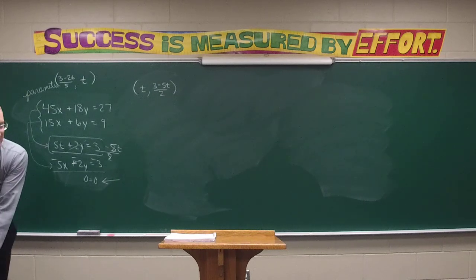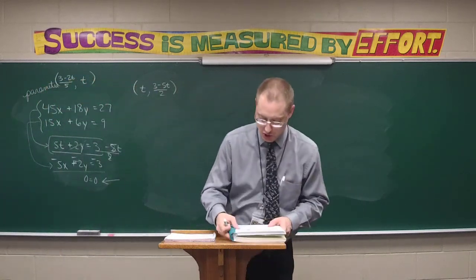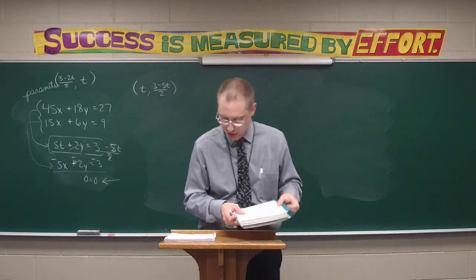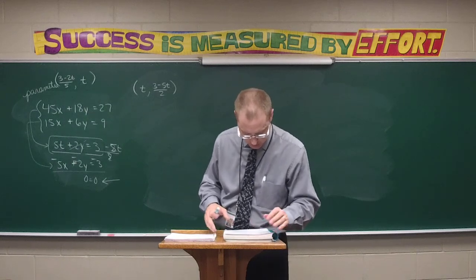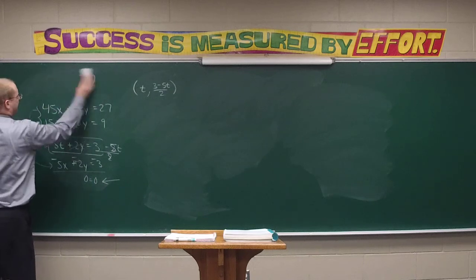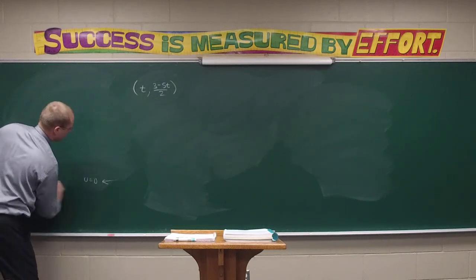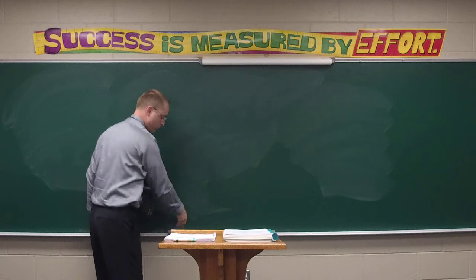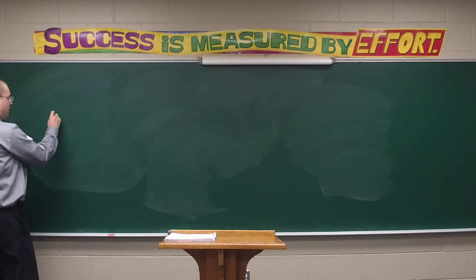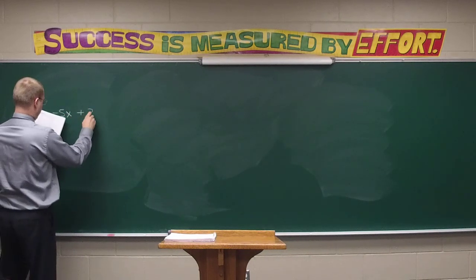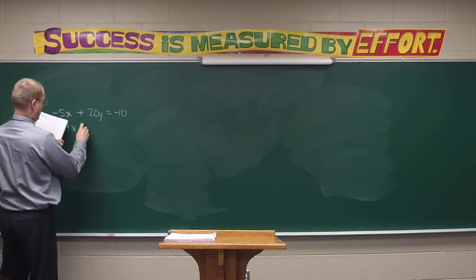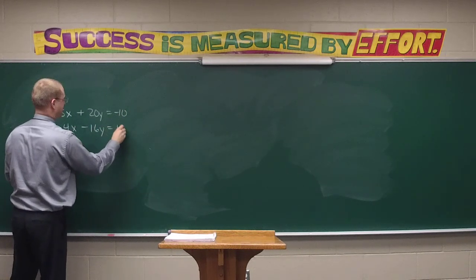Let's practice with it again. Turn back to page 235. Page 235. Want to make sure we're good to go on this. Page 235. And number 10. I'm going to copy it down. Number 10 on page 235, there at the top of the page. The practice section. Negative 5x, positive 20y equals negative 10, and 4x, negative 16y equals 10.